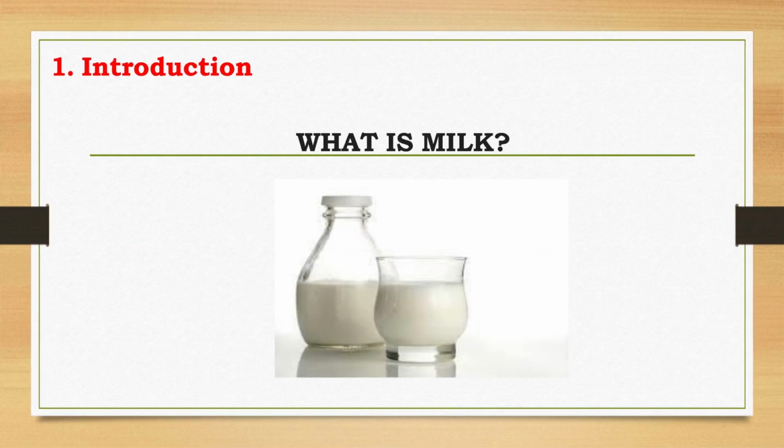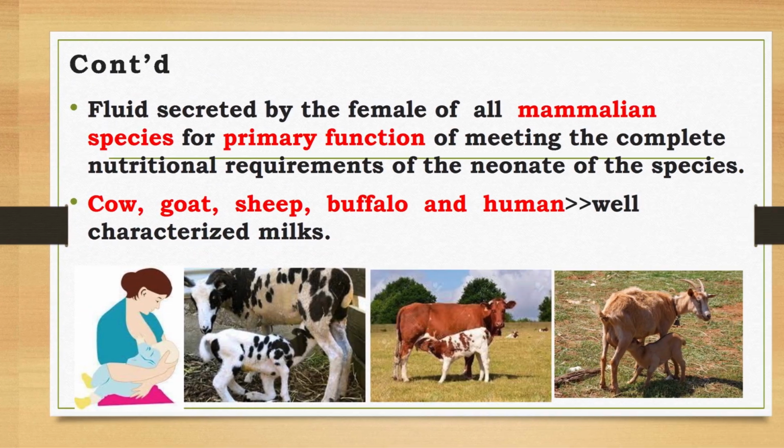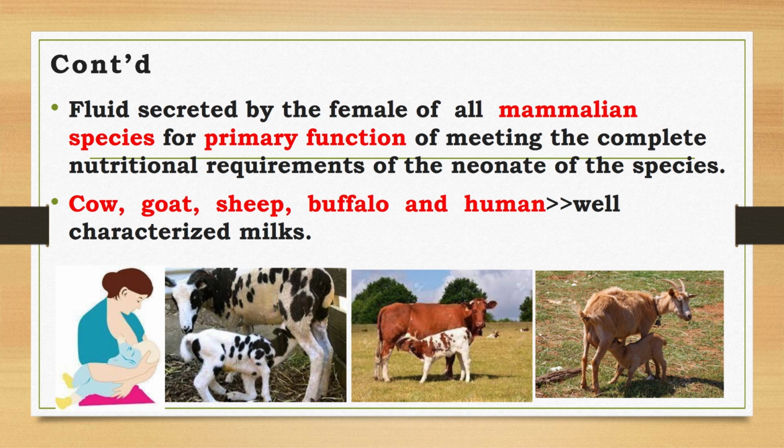Coming up, we'll start with a fundamental question: what is milk? It is the fluid secreted by the female of all mammalian species. Its primary function is to meet the complete nutritional requirements of the newborn of the species. Well-characterized milks that we often consume come from cows, goats, sheep, buffalo, and of course humans.